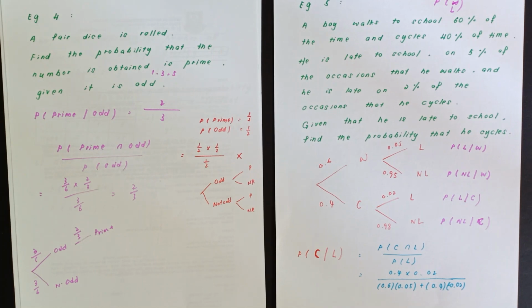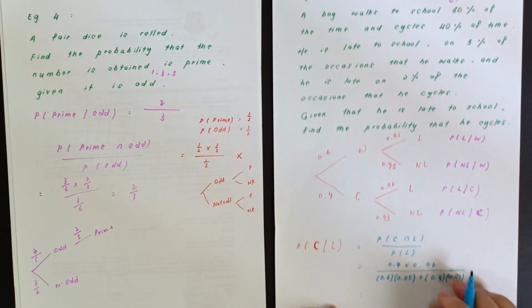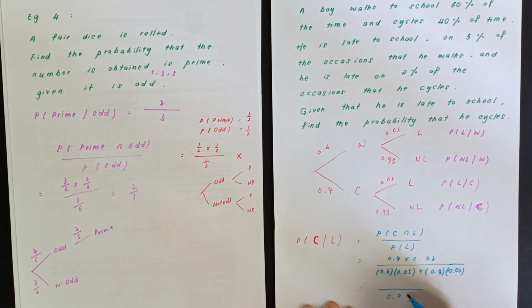Okay? So when you try to expand this and see what you will get. So you'll get 0.6 times 0.05 plus 0.4 times 0.02. So this is 0.03, plus 0.008, which gives you 0.038. Okay, you see, 0.038 is the probability that he is late, right?